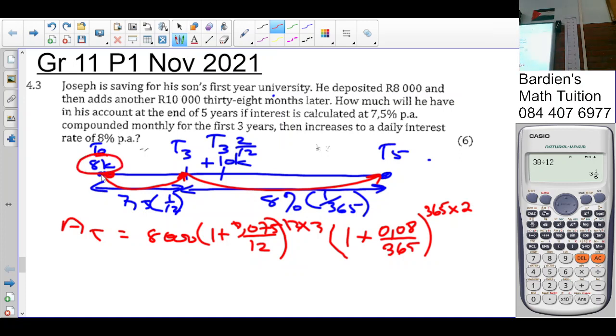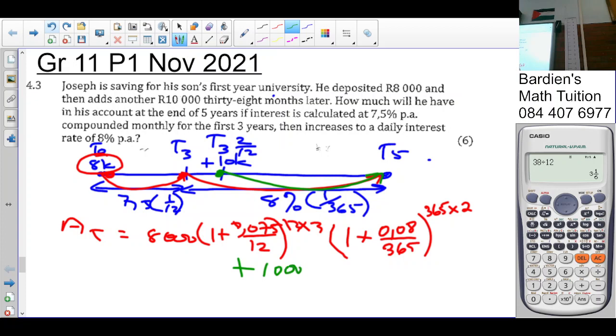So let's consider the 10,000. And taking that to the end is basically just one calculation. Can you see that? So what happens? They're adding 10,000. If Joseph had to take out 10,000, I would have said minus 10,000. Not so. So if you take that into account, it's going to be plus 10,000.